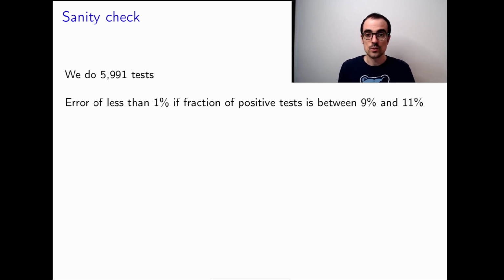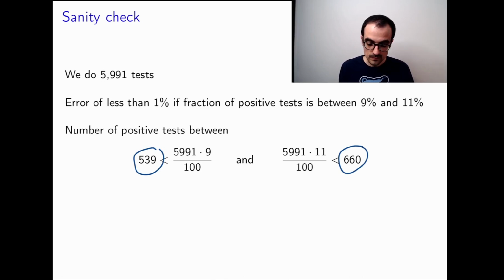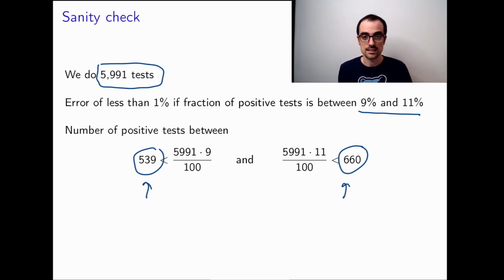So as a sanity check, let's see how good this value is, because we can actually compute the probability that we make an error of less than 1%. We make an error of less than 1% if the fraction of positive tests out of these 6,000 tests is between 9% and 11%. So let's check what that probability is. In order for this to happen, the number of positive tests has to be between 539 and 660.